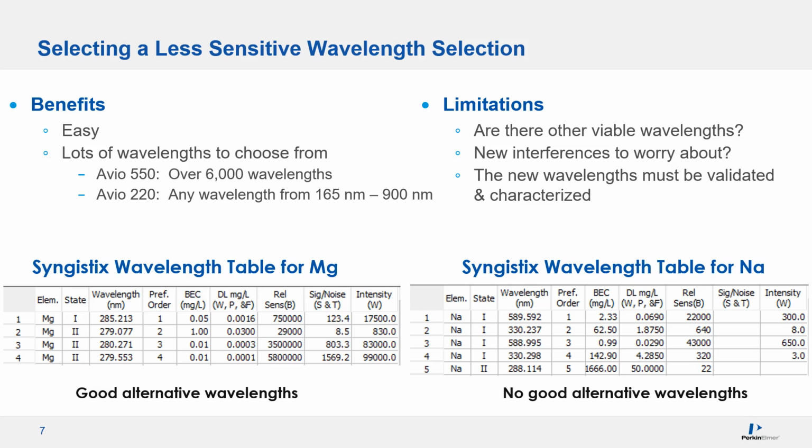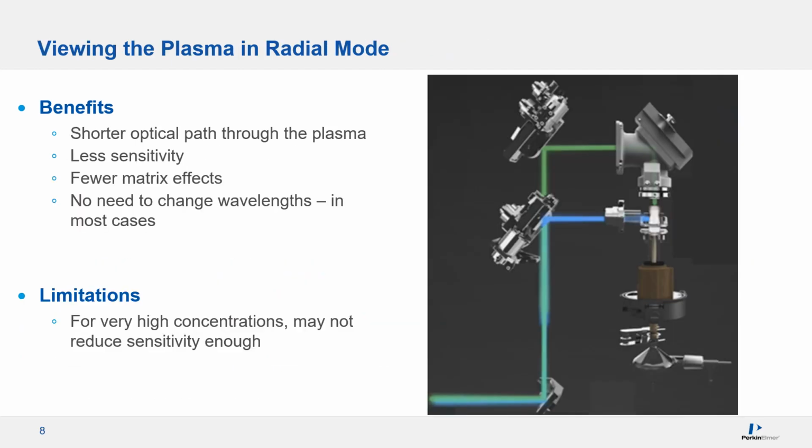The other thing to worry about: are there going to be new interferences present at this new wavelength? And if we're running in a regulated lab or routine methods, if we go to new wavelengths, we have to validate them and characterize them. So while selecting an alternate wavelength is the easy way to go, there could also be some potential problems and challenges with it.